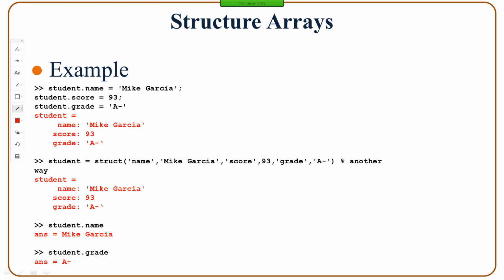We write the structure, meaning we write student and then dot and then the field, and the field is name, so it is student.name, and we store this string to it. Similarly, we store the score 93 to the field score, and the grade A minus to the grade field. And you can see the last line doesn't have the semicolon. So if we do this, then the system, I mean MATLAB, will return the result.